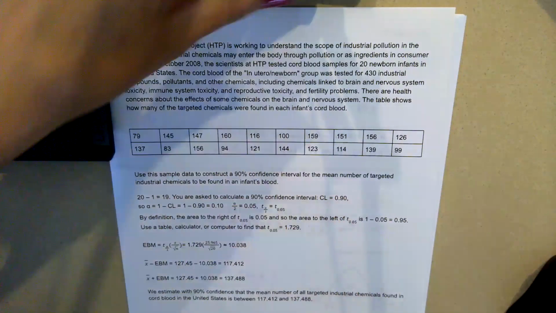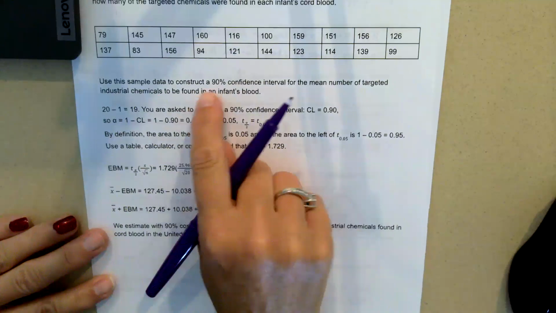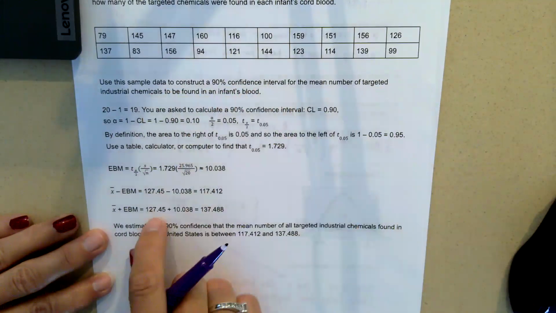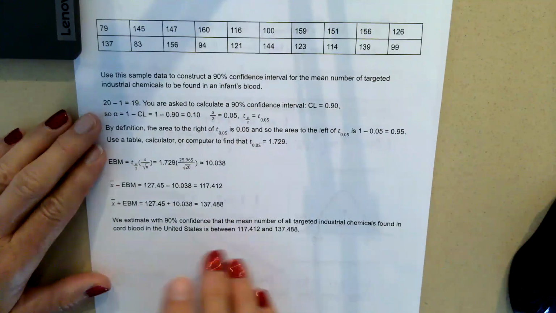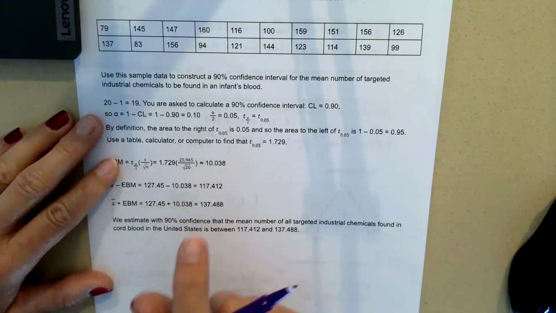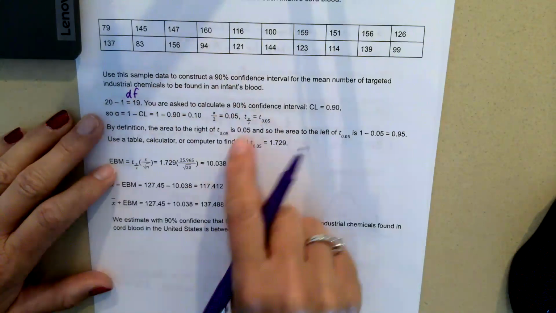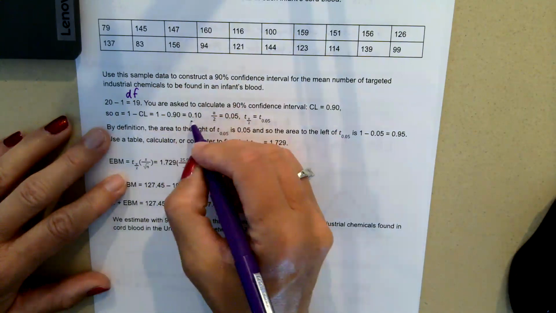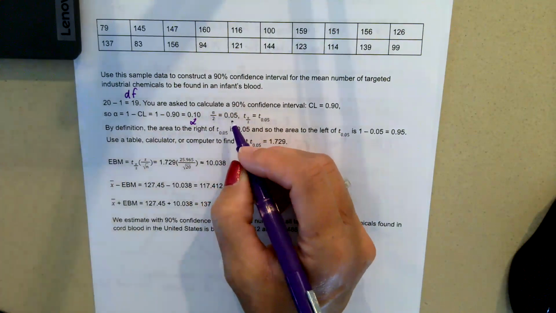Well, that's so. It says use a sample data to construct a 90% confidence interval for the mean number of targeted industrial chemicals to be found in an infant's blood. So I kind of did the work here for us just so we could quickly go through another example. All of the work is in Desmos if you go and click under that folder and open that folder. So our degrees of freedom is 19. Our confidence level is 0.9. So this time our alpha is 0.10 and alpha divided by 2 is 0.05.